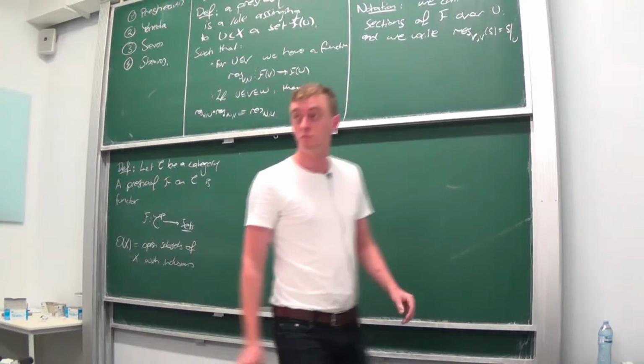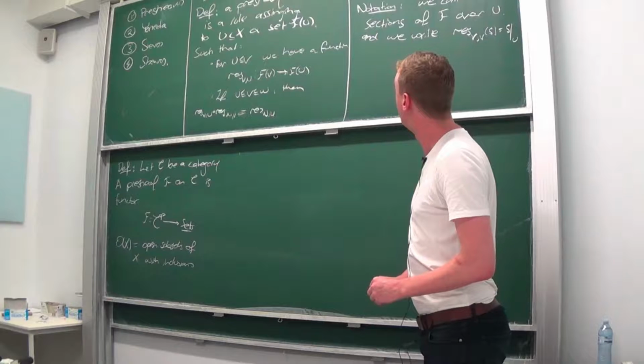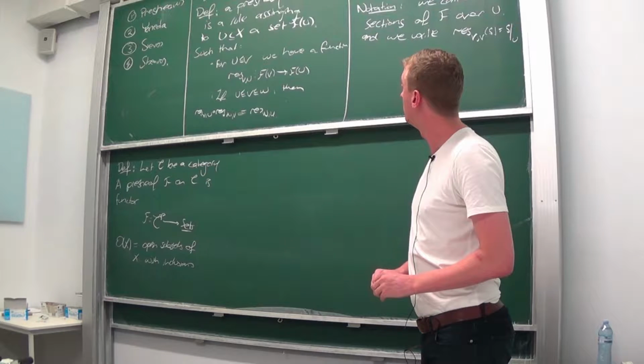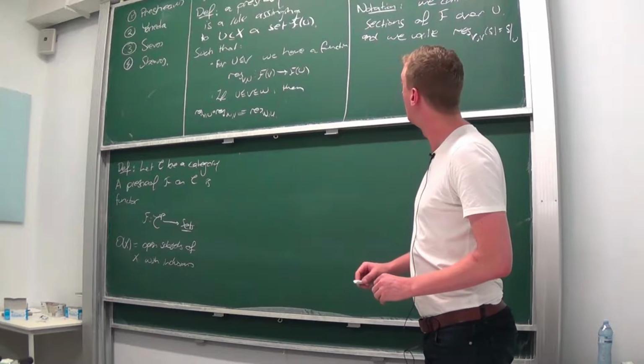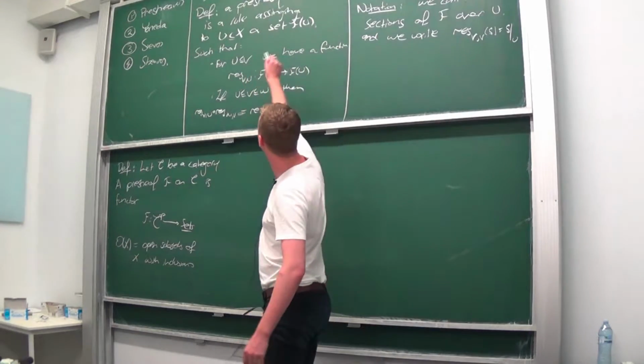So Patrick, just another question on the definition of presheaves. U is an open set, correct? Yes. I'm thinking of that as a function. What's it carrying me to? F of U is just a set. Yes. So assigning to each U a set F of U.